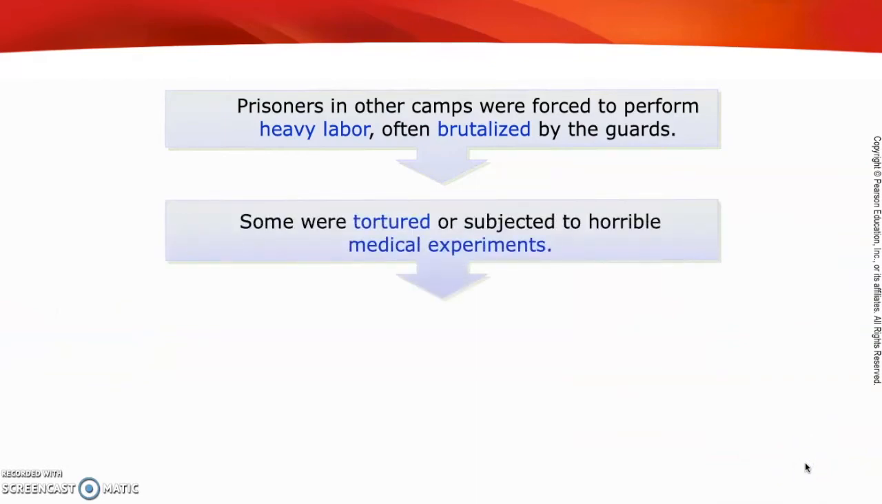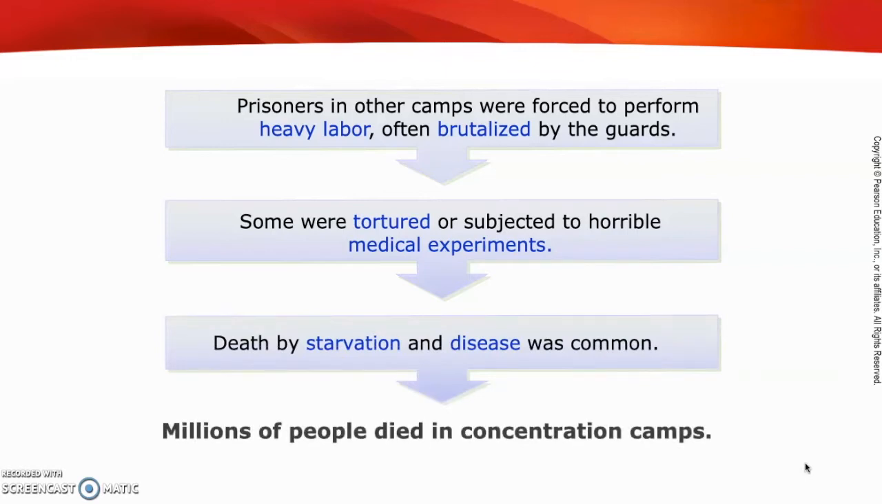Prisoners in other camps were forced to perform heavy labor. They were antagonized and tortured by the guards. Some were tortured or subjected to medical experiments. Also, people died by starvation and disease. So this adds up. Millions of people are going to die from all of these different reasons in these concentration or death camps.